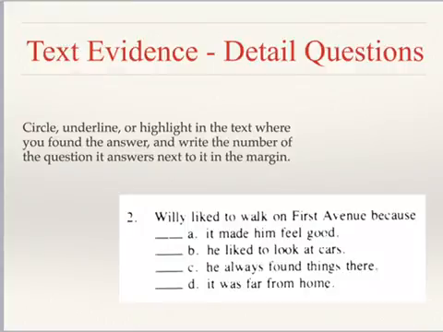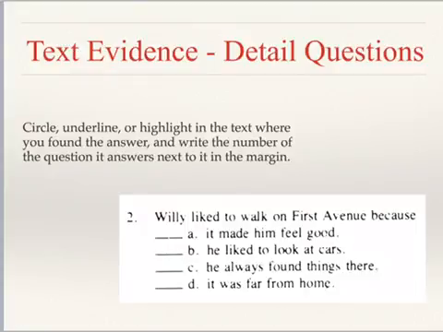We have to provide textual evidence for our questions. For the detail questions, that's the ones without the shape, as number 2 right here has no shape, we can circle, underline, or highlight in the text where you found the answer. Then write the number of the question that it answers next to it in the margin. In this case, we're going to answer question number 2.